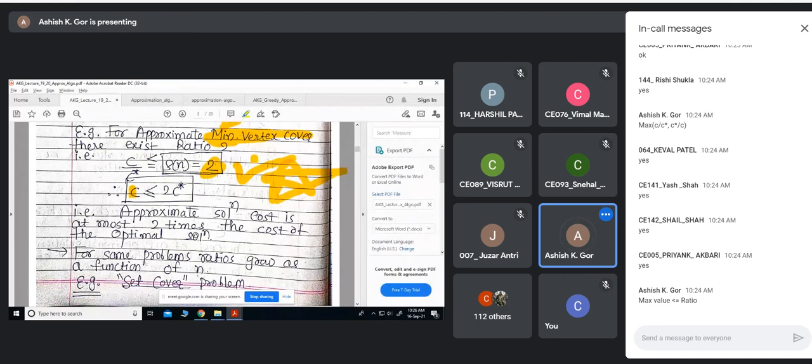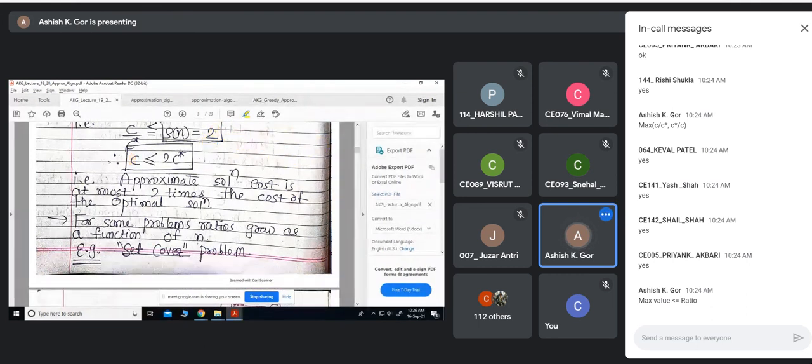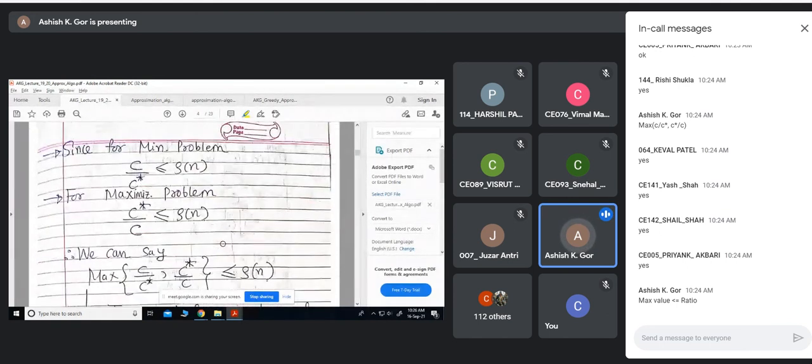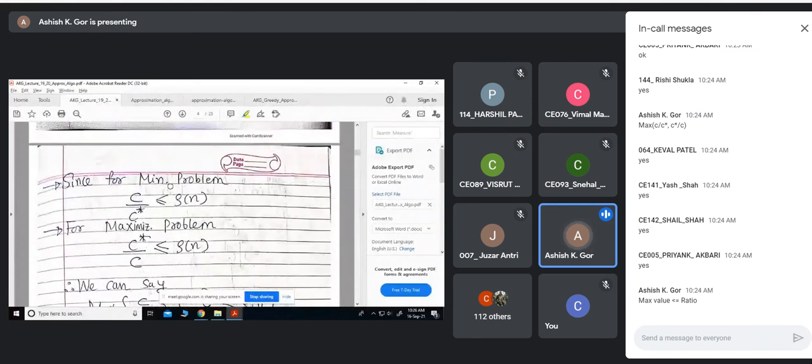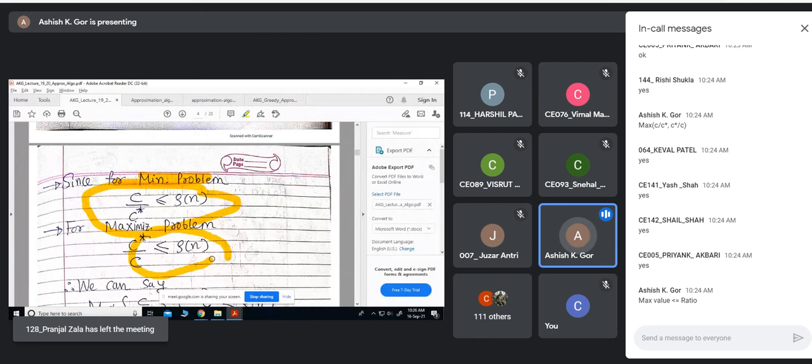But for some problems, as I mentioned, the ratio grows as a function of n. There is a problem called set cover. We will see that again. For a minimization problem, you should prove like this: C upon C star should be less than or equal to rho of n. For a maximization problem, you should prove like this: C star upon C is less than or equal to rho of n.